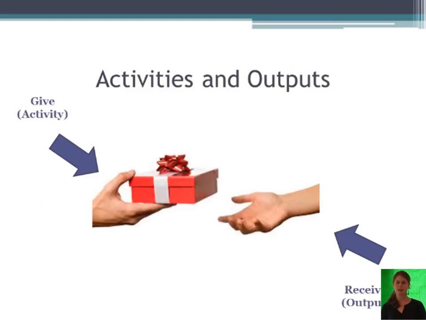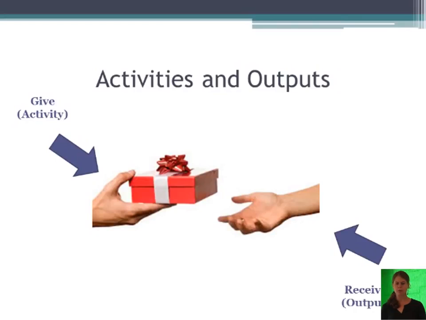Now let's go over activities and outputs quickly. Activity is the giving, and the output is the receiving. So if I give the present, that's the activity. If Tuan receives that present, that's the output. So let's let Tony and Tuan describe this a little bit more.